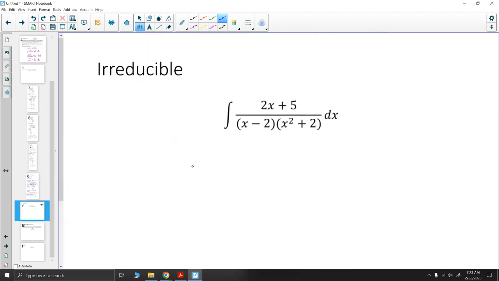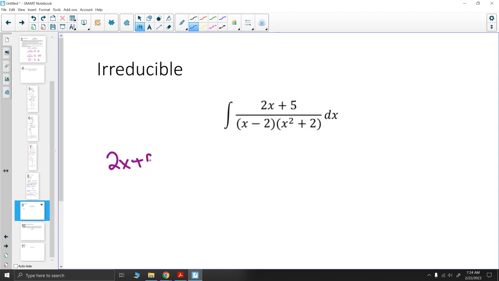Now, let's talk about something that isn't reducible. So what we call an irreducible quadratic. So if we factored it and we get something like this, this is a linear, this is a quadratic, but we can't factor it. It's not a difference of squares, it's a sum of squares, which is not factorable. Okay, so what we do is we are going to split this up.